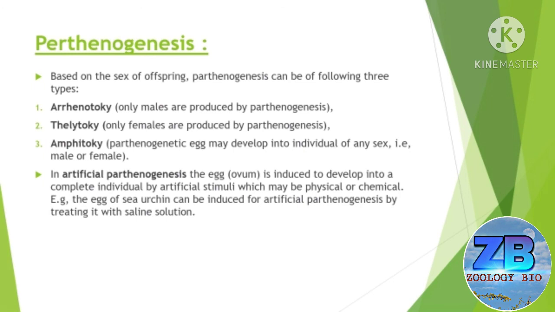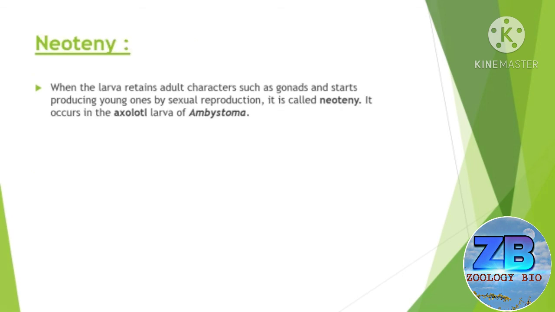In artificial parthenogenesis, the egg or ovum is induced to develop into a complete individual by artificial stimuli, which may be physical or chemical. Example, the egg of sea urchin can be induced for artificial parthenogenesis by treating it with saline solution. And now neoteny. When the larva retains adult characters such as gonads and starts producing young ones by sexual reproduction, it is called neoteny. It occurs in the axolotl larva of Ambystoma.